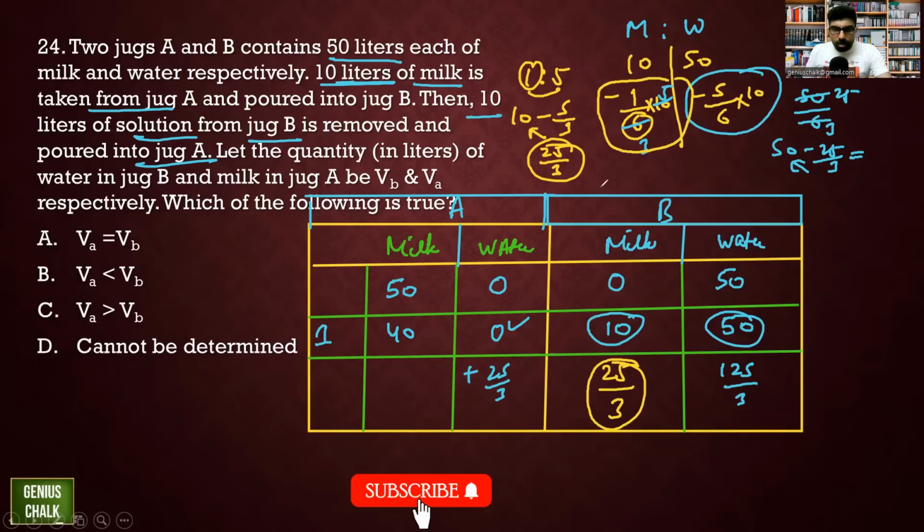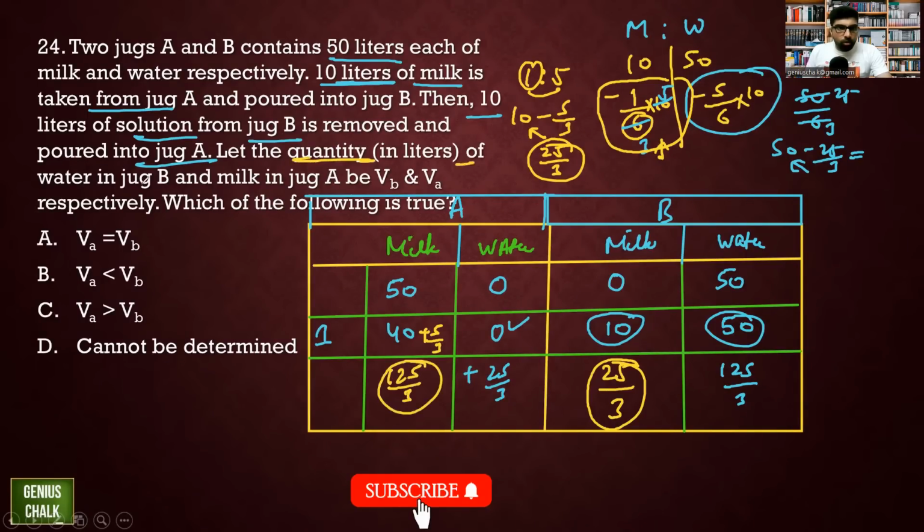So see, minus 5 by 3 milk is going from this second B box. So it will be added up as it is here. So plus 5 by 3, right? So plus 5 by 3, already 40 was here. So I can add it here directly, 5 by 3. So if I add it, it will be how much? 120 plus 5, that is 125 by 3.